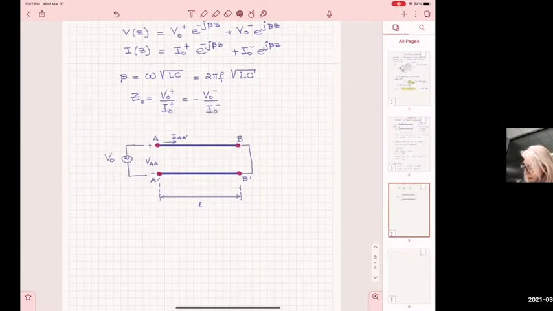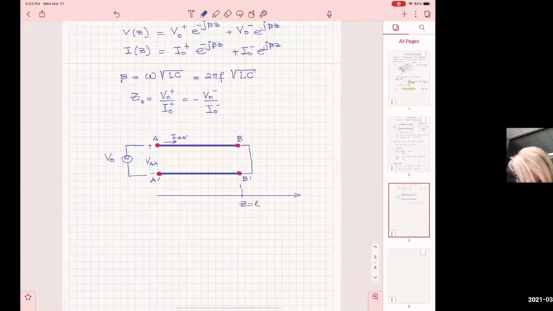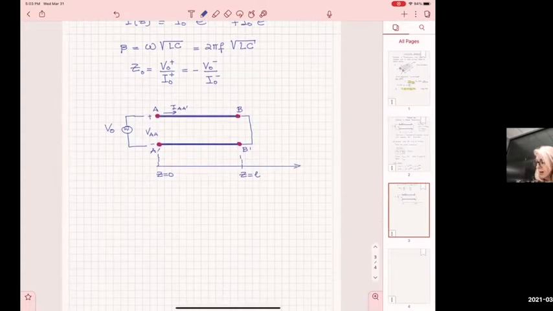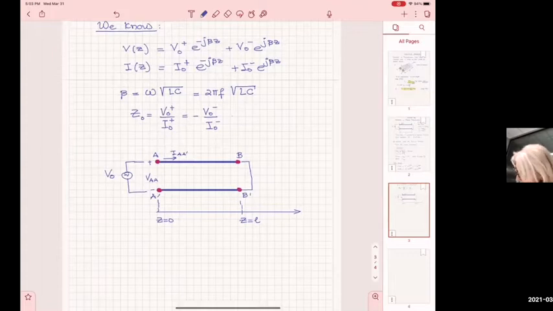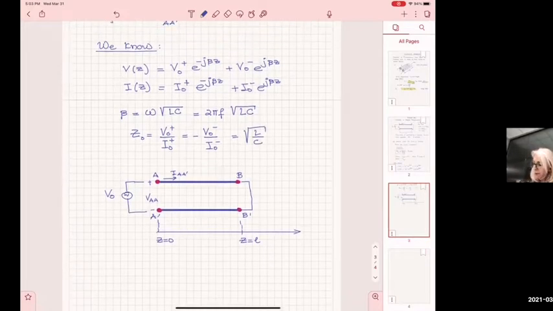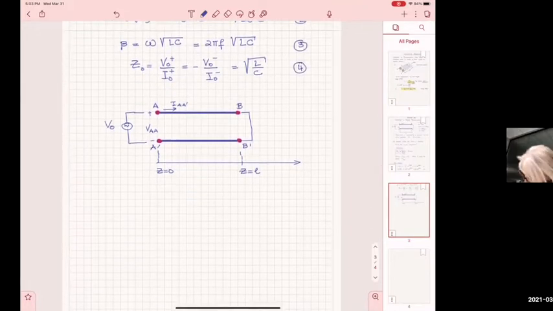Okay, so I'm going to erase this at this moment and place a coordinate system. And this is L, and this is 0. All right. And then also we know that this is square root of LC. Let's try to find, therefore, from 1, 2, 3, and 4, let's try to find 3 first of all.